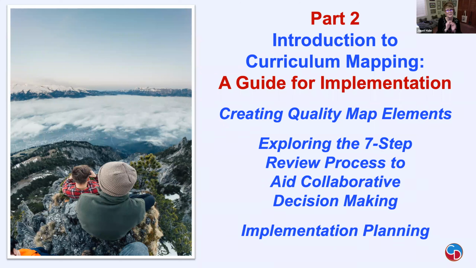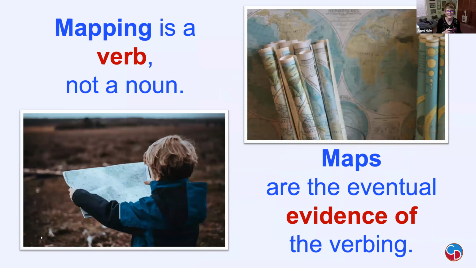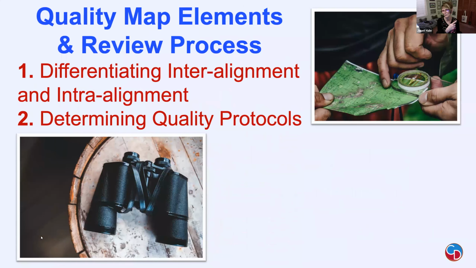We're also going to explore, and I literally mean just explore, the 7-step review process. I'm going to show you how I use it for prioritizing standards, which is a very popular kind of mapping that I'm doing right now, especially with the lost learning that's been taking place. And then I'll talk a little bit more at the end, like I did last time, about some thoughts for implementation planning.